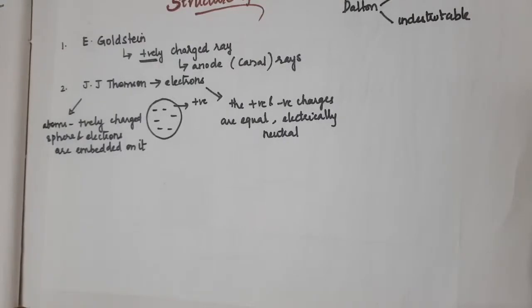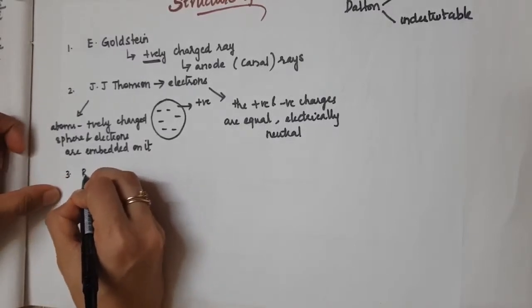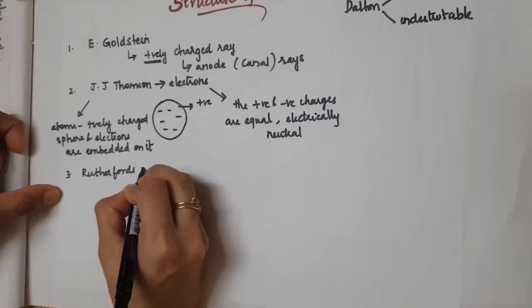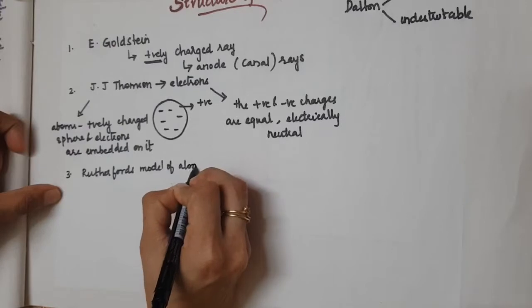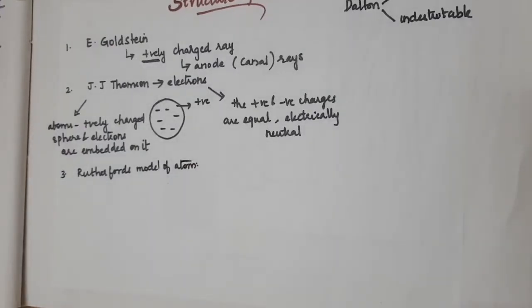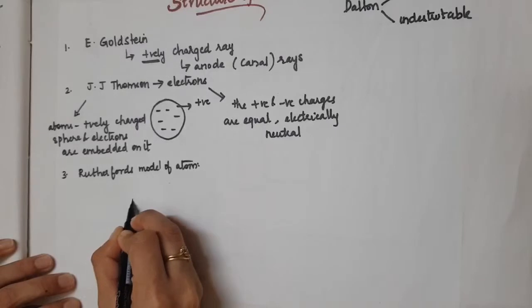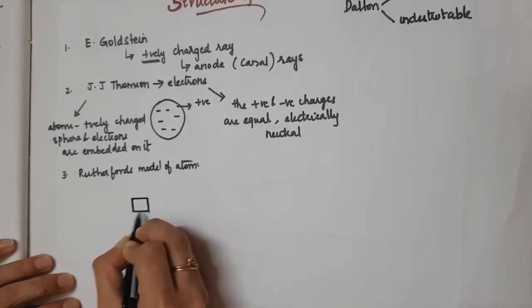Now we'll see Rutherford's model of atom. Rutherford conducted the very famous gold foil experiment. Let's see how the experiment was set up. There was an alpha beam generator. This is where the alpha beam was generated.